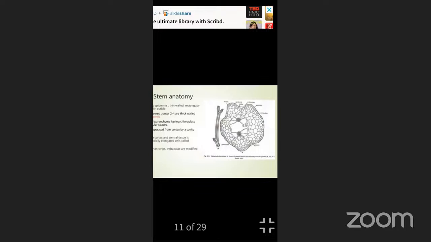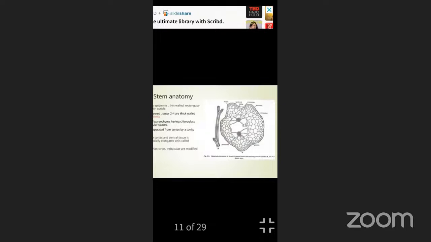So here the outer cortex is made up of sclerenchyma tissue, which gives the mechanical support, and inner air chambers are present. So a number of air chambers are there. Each air chamber is divided by a single layer of trabeculae. Trabeculae is present, and the pericycle is present below the endodermis. So the pericycle covers the stele.